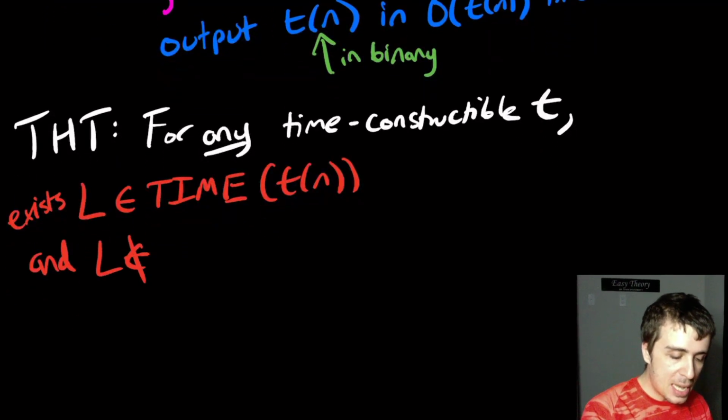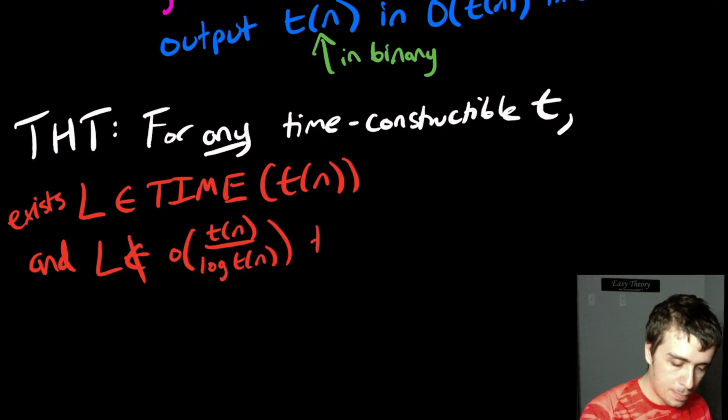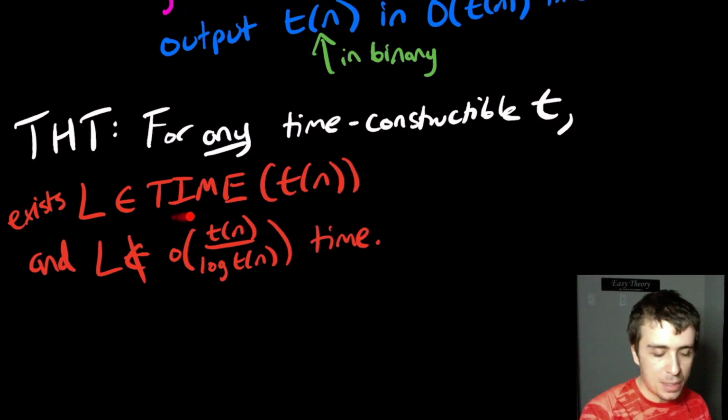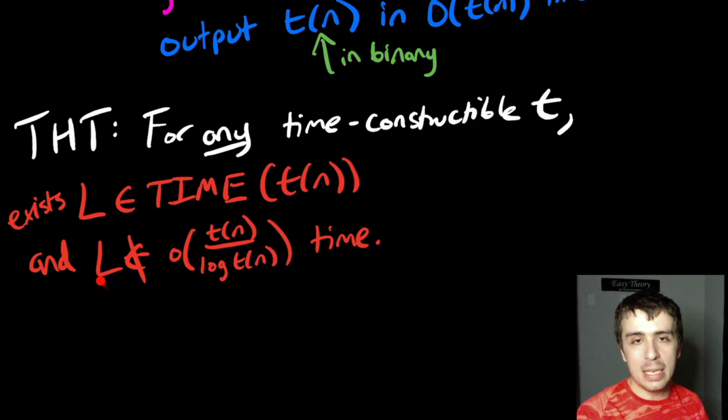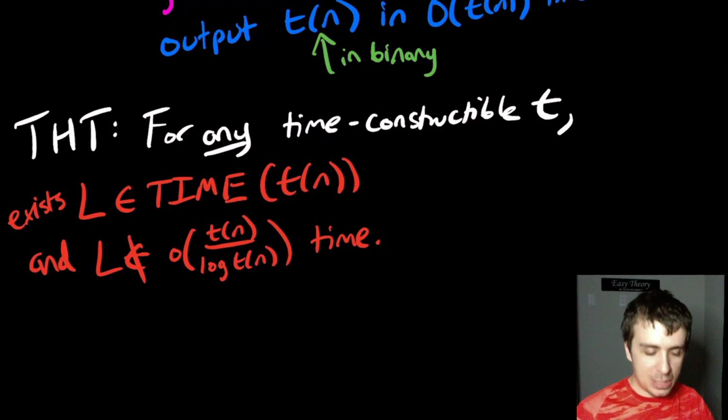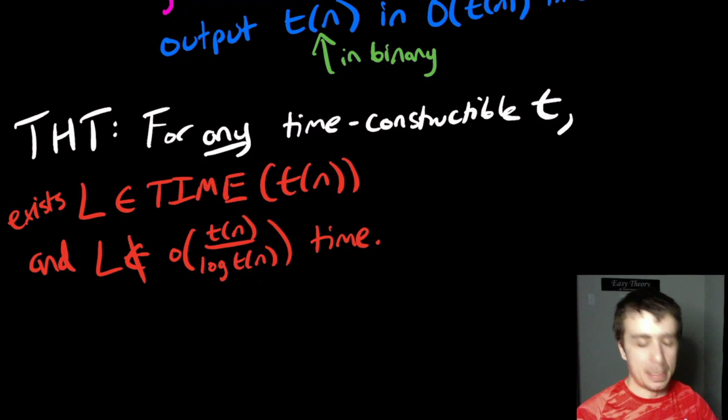So there exists a language in this set, and L is not in little o of t of n divided by log t of n time. I don't have a capital time here for little o, and this is not actually right as written here. The important thing to convey is that L runs in constant times t of n time, or has a machine that runs in that amount of time, and L does not have a machine that runs in this amount of runtime. So this log down here, no one knows whether or not that's possible to get removed, and in some sense this is the best known.